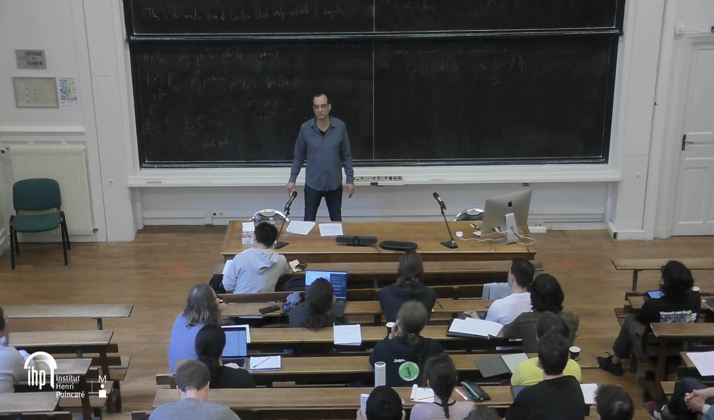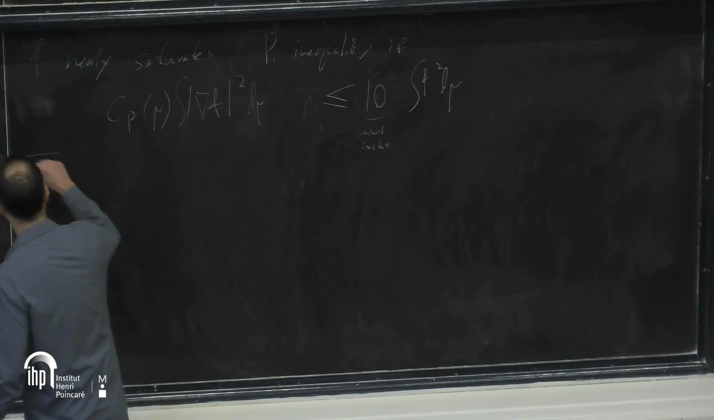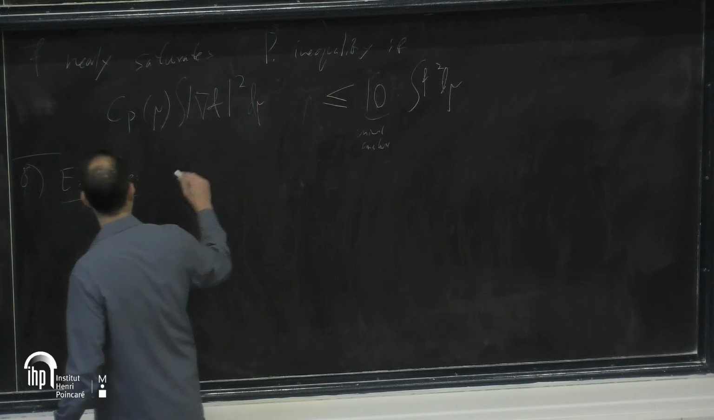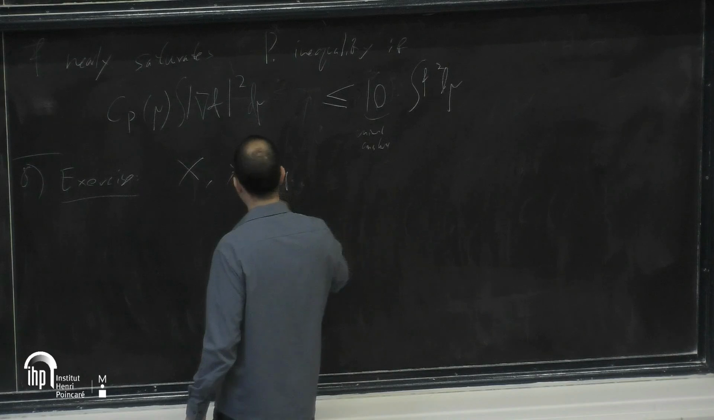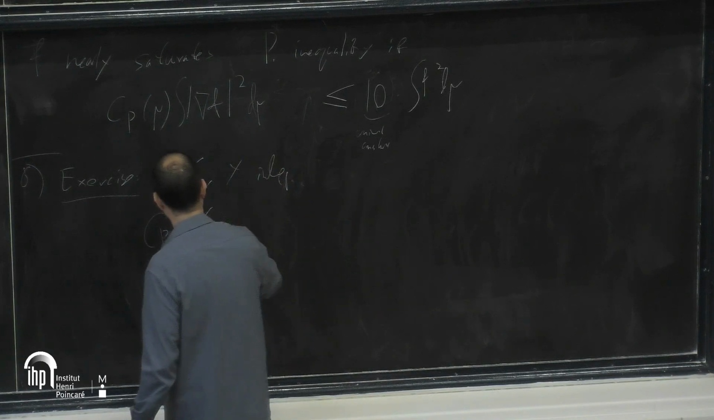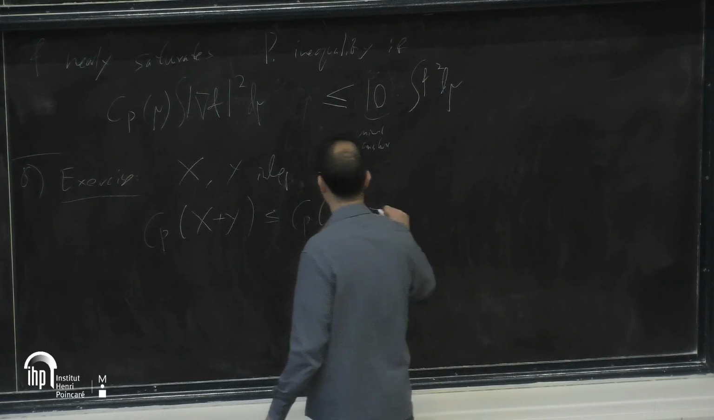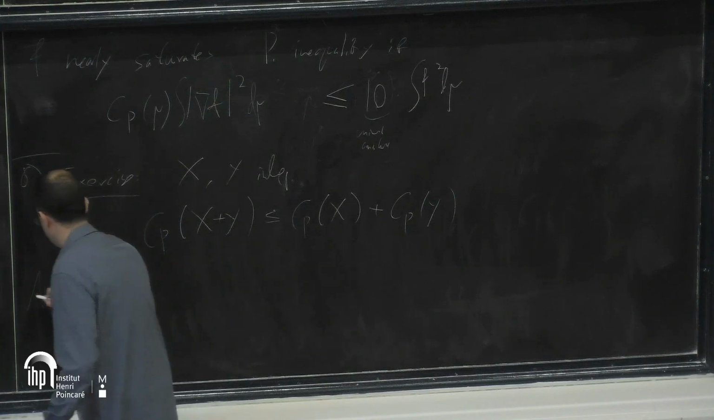More questions? Okay, so I think number 6 is going to be just an exercise, which is subadditivity. So if x and y are independent, then the Poincaré constant of x plus y is at most the sum of these two things. Okay, let me now move to discuss applications.